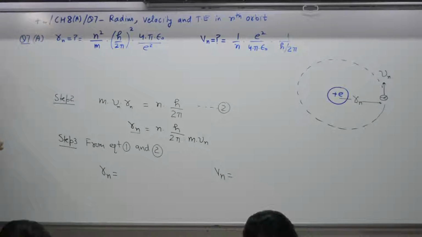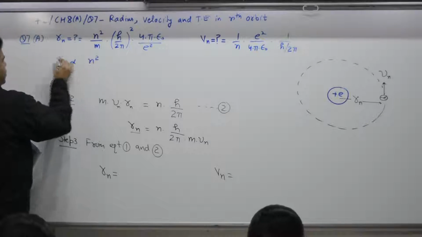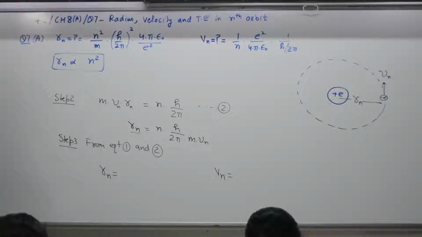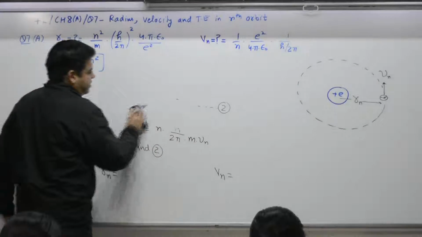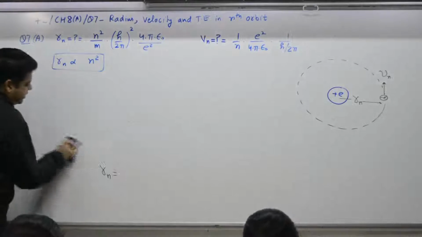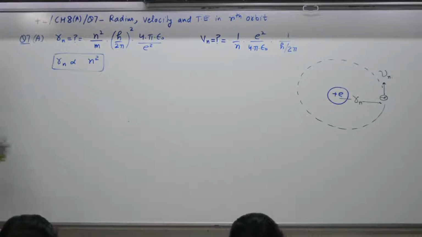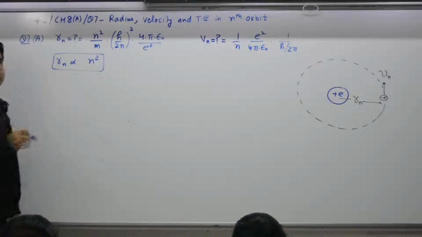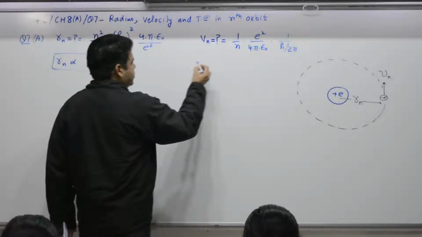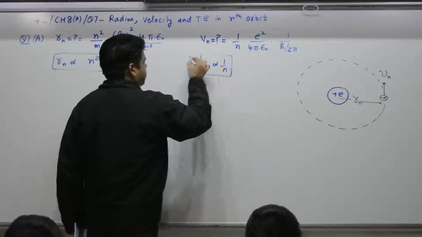In this case, Rn, objective, is proportional to n square. What does it mean? For n is equal to 1, there is some value r naught. For n is equal to 2, 2 square is 4. The second orbit has radius how many times? 4 times. And what about speed? Inversely proportional.